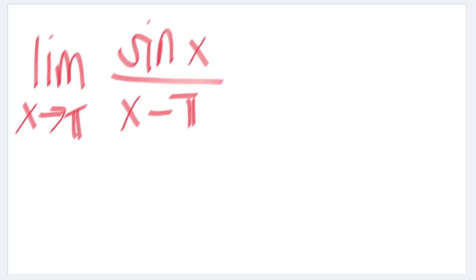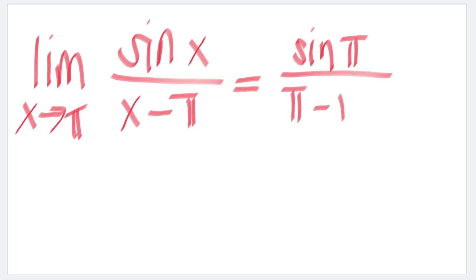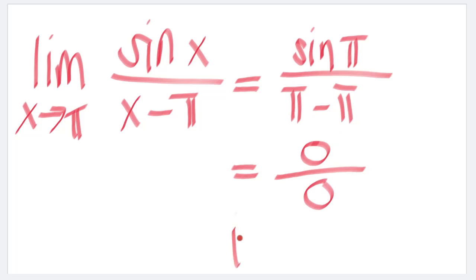Now, by direct substitution, we have sine pi over pi minus pi. We know that sine pi is 0. Pi minus pi is 0. And this is indeterminate.